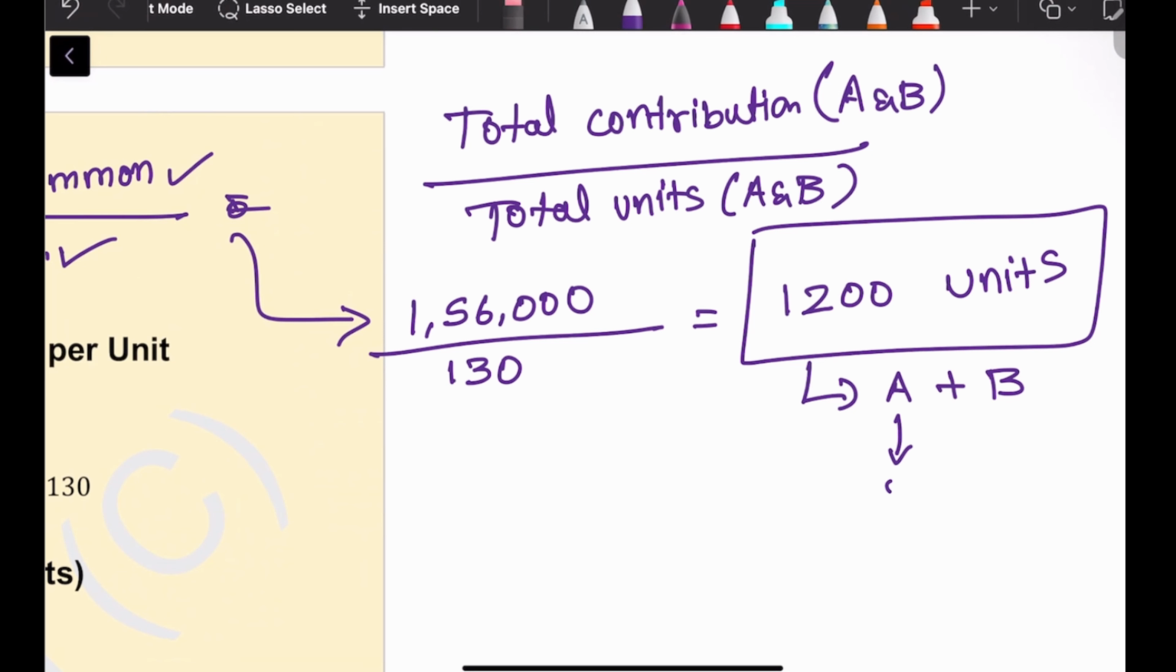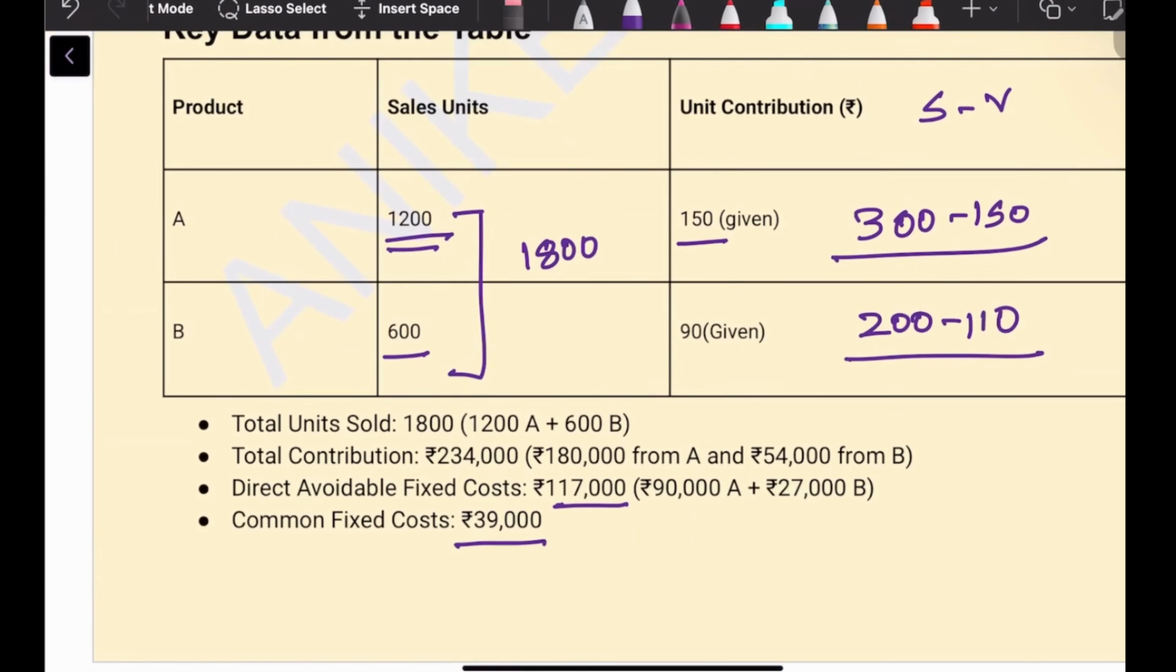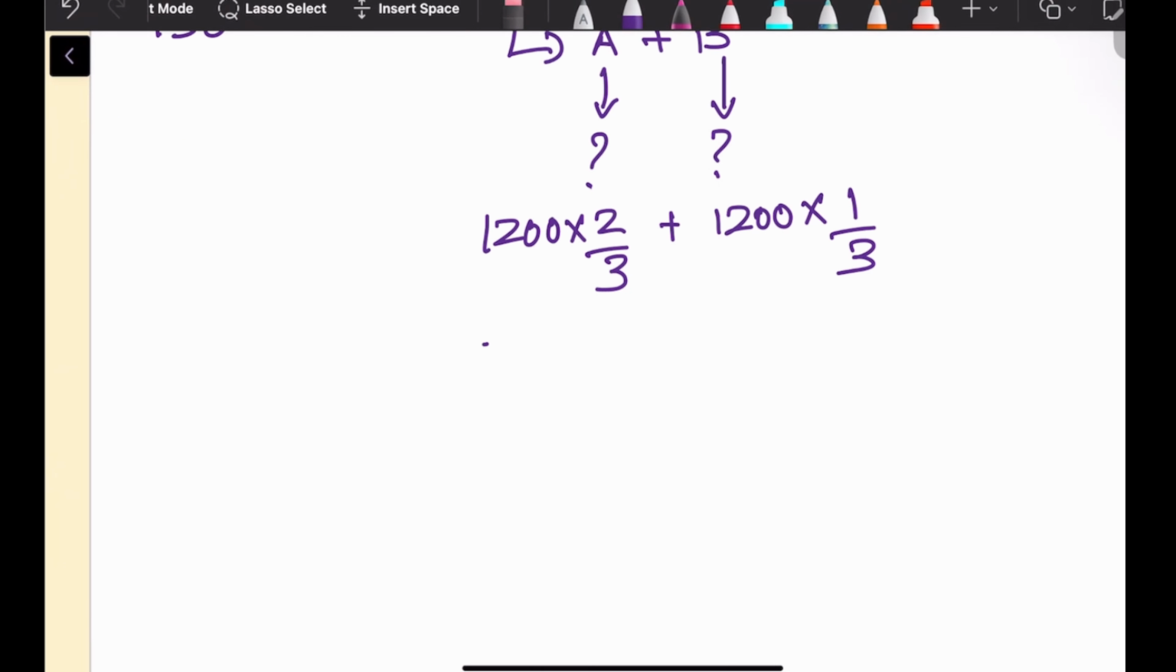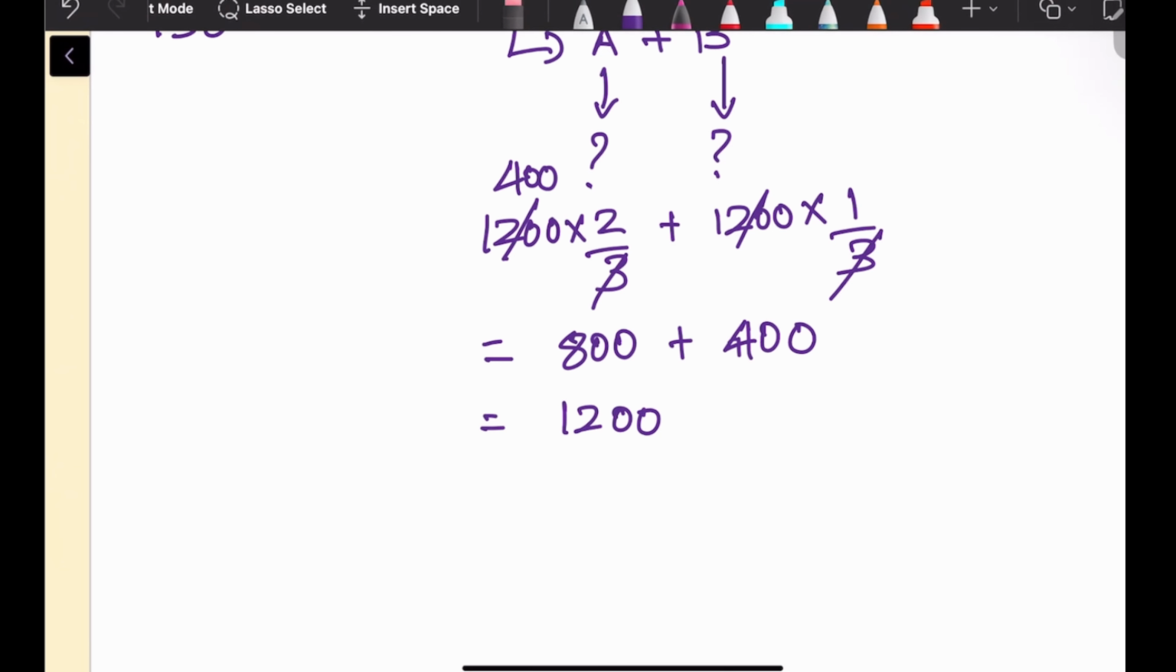But how many of A and how many of B? I don't know. So I have to recover in the same ratio, whatever ratio I am producing right now. In the same ratio I have to assign these break even units. This is in the ratio 2:1. So 1200, that means A plus B will always be 2A plus 1B. So 1200 into 2 by 3 plus 1200 into 1 by 3. So this will be 400 into 2, 800, plus 400. So total is 1200.